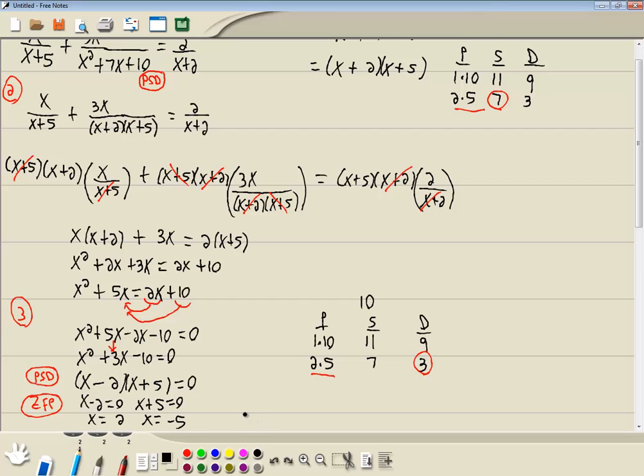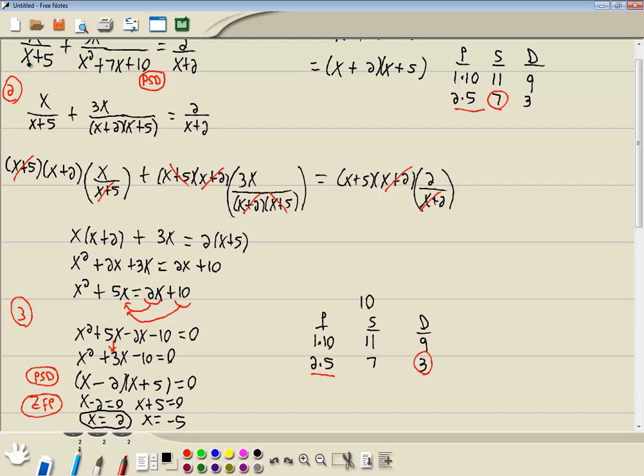Maybe. Because remember, step 4 was to check your answers. Now if I put 2 back into my original problem, 2 plus 5 is 7, that's not 0. 2 squared plus 7 times 2, well 2 squared is 4, 7 times 2 is 14, plus 10, that's not 0. Here, 2 plus 2 is 4, that's not 0. We really don't care what the value is, we just want to make sure it doesn't equal 0. So x equals 2 checks.